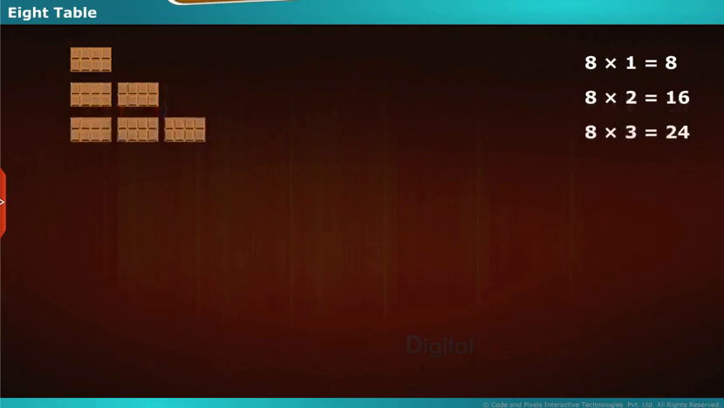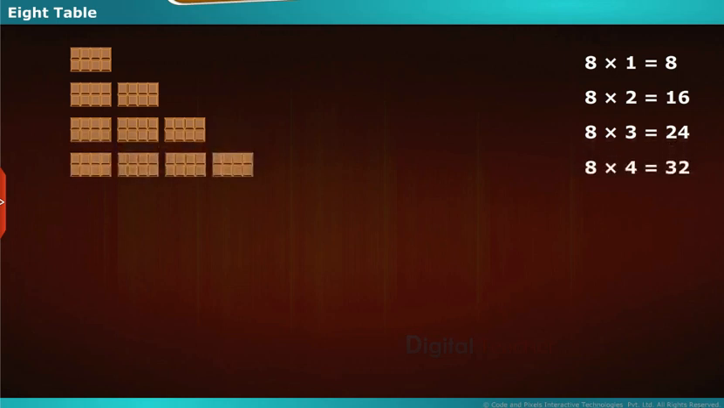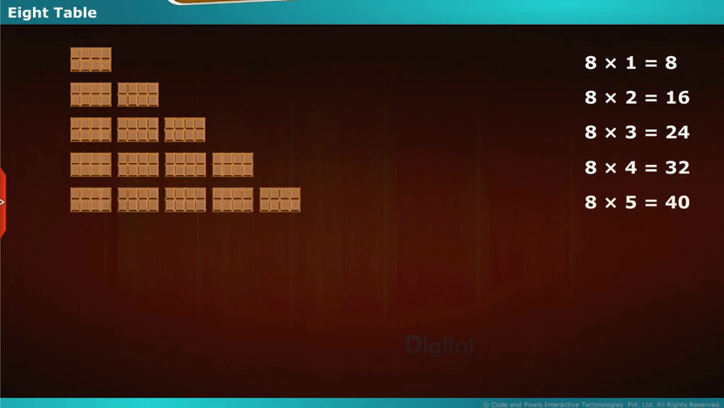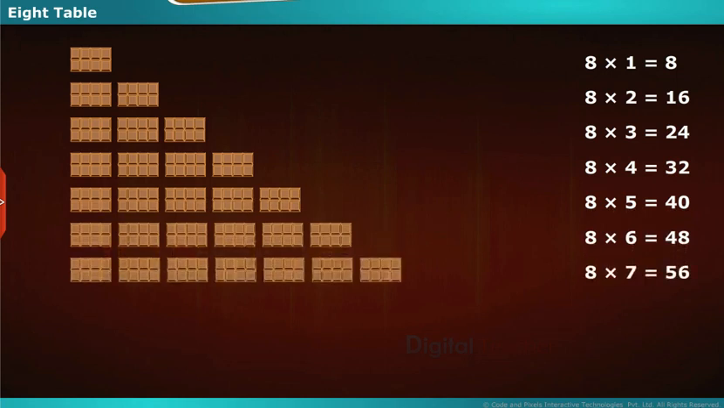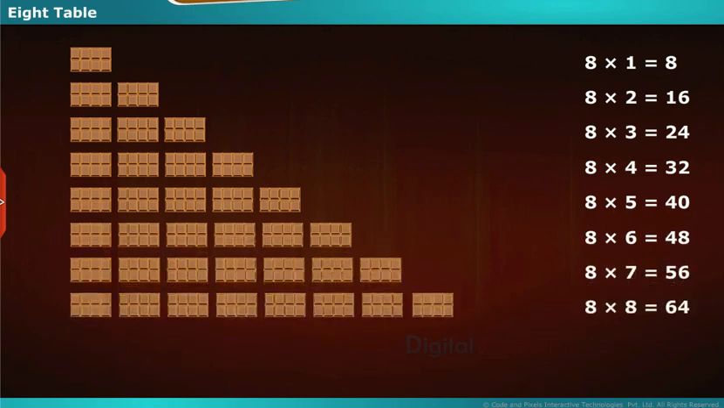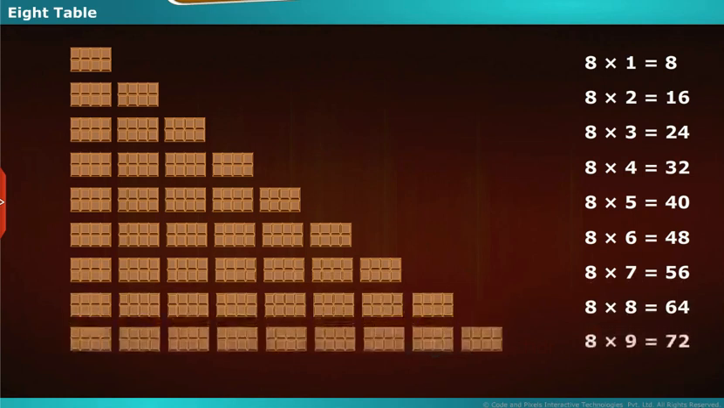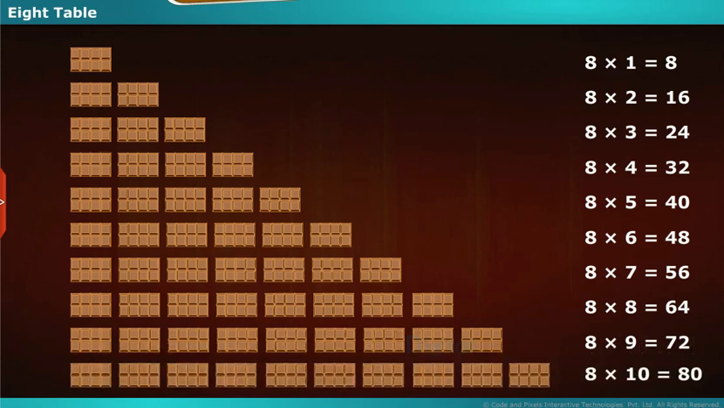Here we look at 8 table. 8 times 1 is 8. 8 times 2 is 16. 8 times 3 is 24. 8 times 4 is 32. 8 times 5 is 40. 8 times 6 is 48. 8 times 7 is 56. 8 times 8 is 64. 8 times 9 is 72. 8 times 10 is 80.